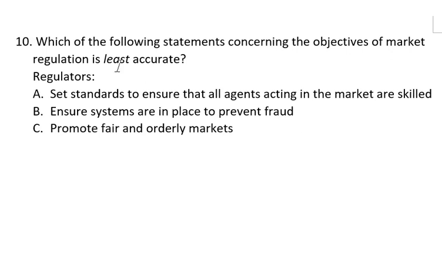Question 10. Which of the following statements concerning the objectives of market regulations is least accurate? Regulators A. Set standards to ensure that all agents acting in the market are skilled. B. Ensure systems are in place to prevent fraud. C. Promote fair and orderly markets. Regulators help solve agency problems by setting minimum standards of competence, not skill, for agents and by defining and enforcing minimum standards of practice. The answer is A.